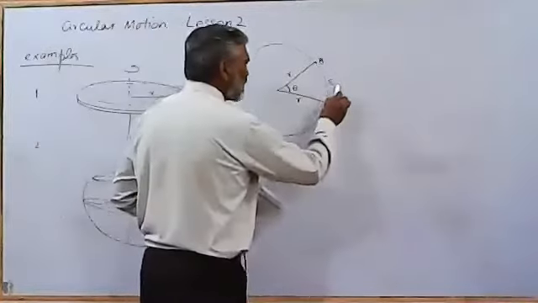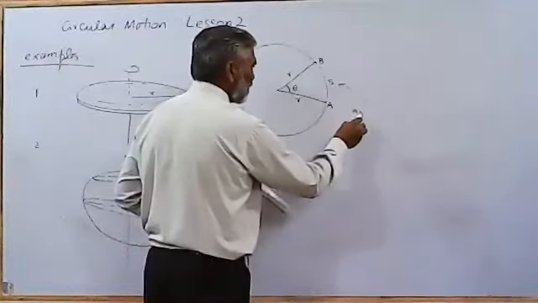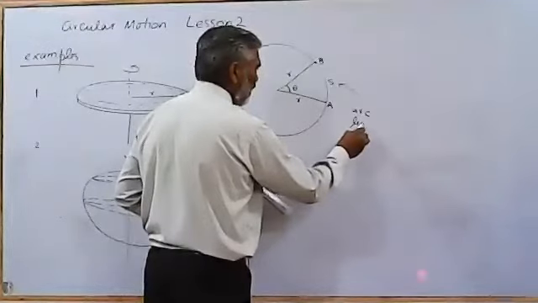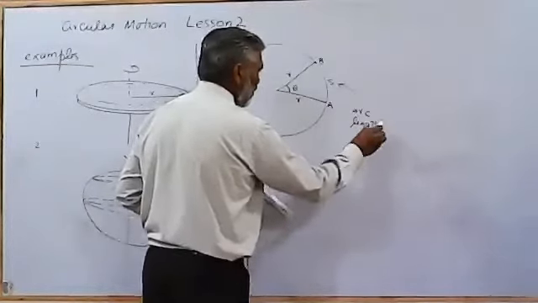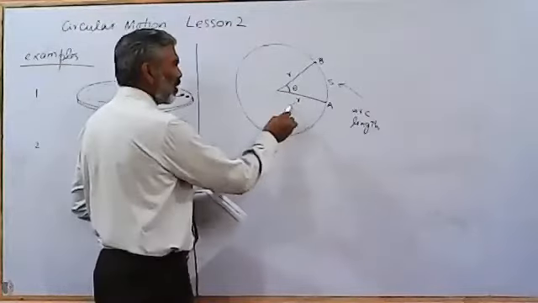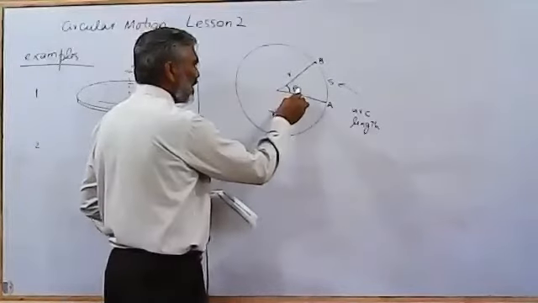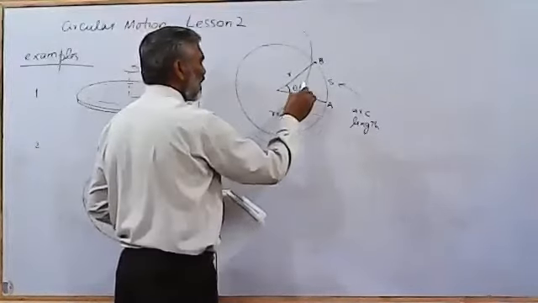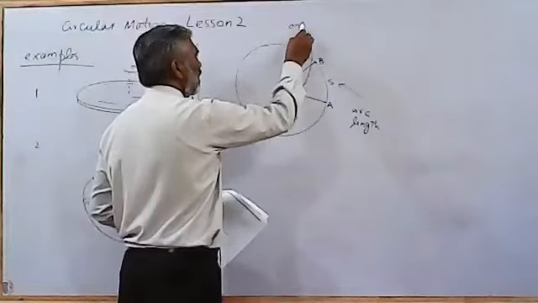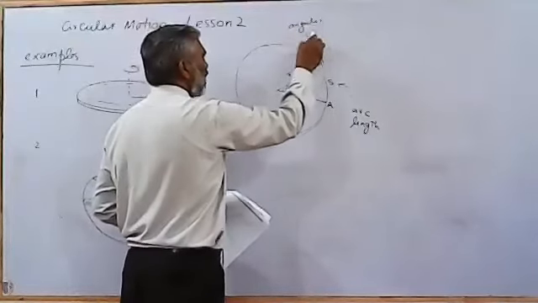This S is known as the arc length. This is obviously the radius, and this theta is called angular displacement.